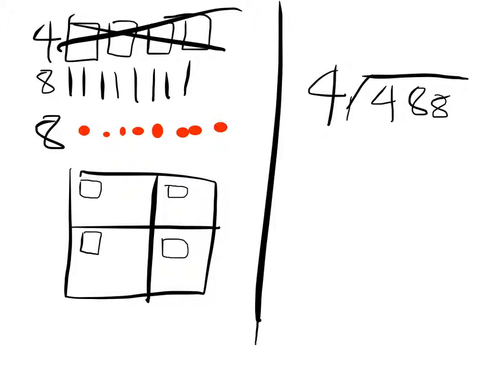Now over here, on the long division part, we're going to do the same thing. We're going to divide 4 by 4. And what's 4 divided by 4? It is 1, with no remainder. So that's the division part.